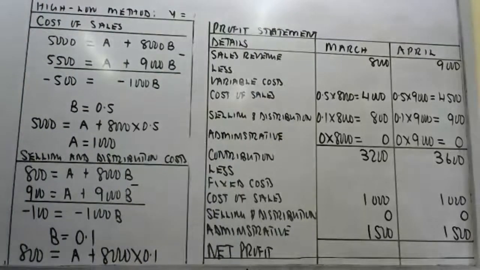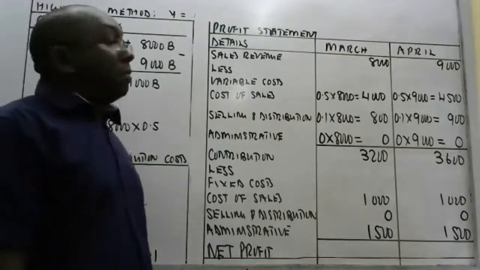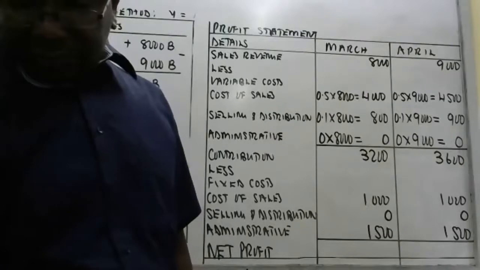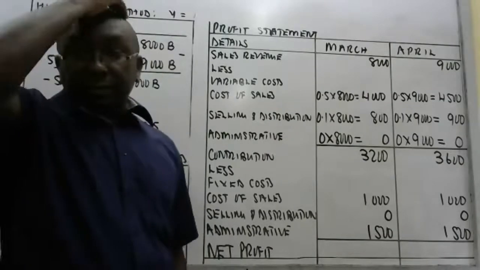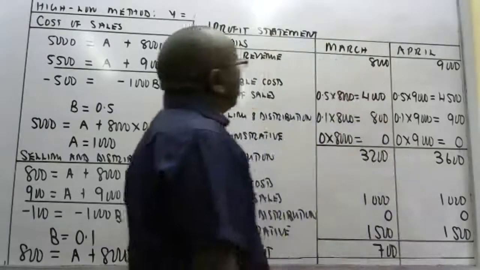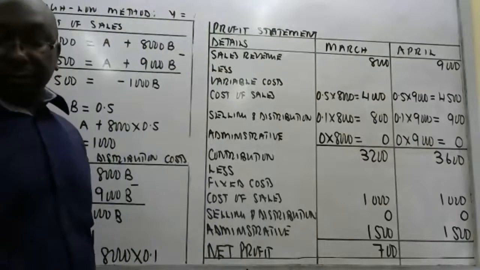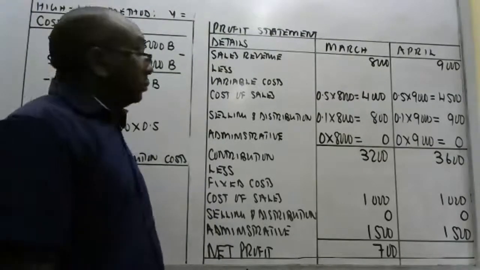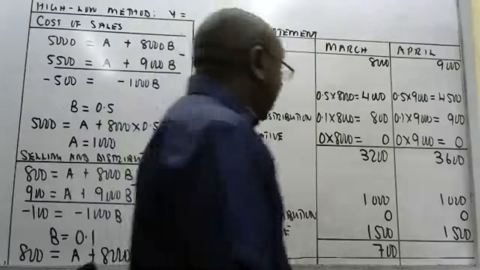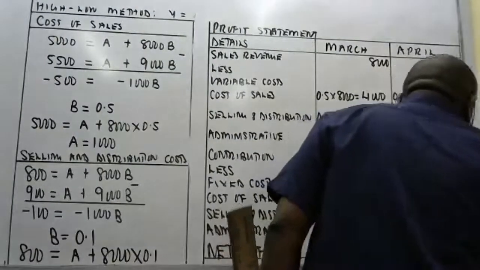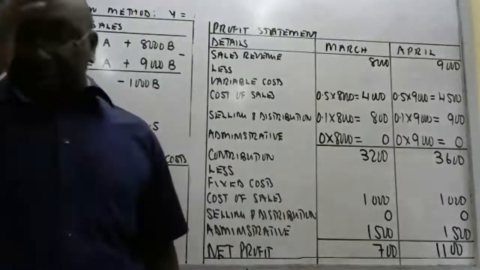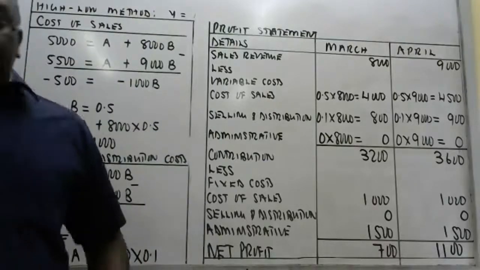So when you subtract, give me the net profit for March. The net profit for March is 700 here, and this other one is 1,100. So that is how you use the high-low method.